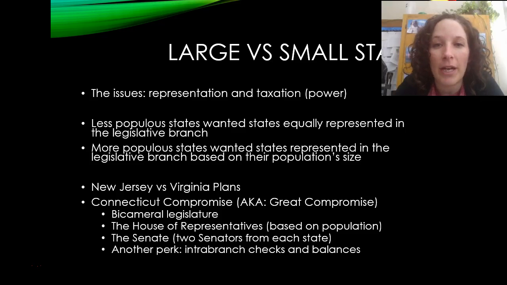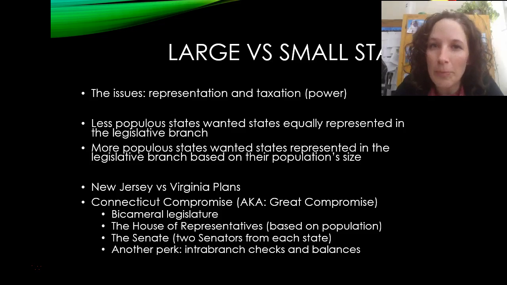The House of Representatives would be the representative body that has members based on population. So the bigger the state, the more people in that state, the more representatives that state gets in the House of Representatives. Whereas the Senate would appease the small states because it allowed for each state to send 2 senators, and each senator has a vote. So in the Senate, Rhode Island is just as equal to California or Texas.